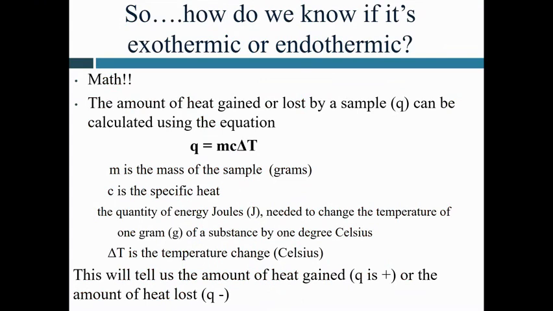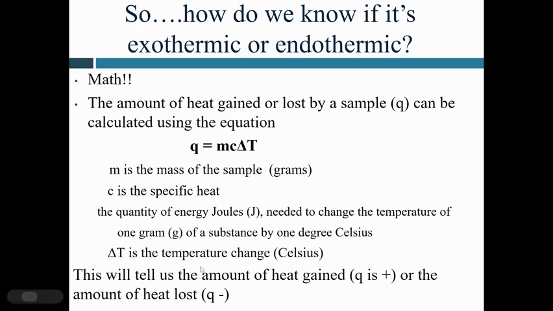We can figure out how much heat is gained or lost by solving for Q. The equation we would use is Q equals MC change of T. Q would be the amount of heat gained or lost. M is the mass in grams. C is the specific heat, which is a quantity of energy in joules needed to change the temperature of 1 gram of substance by 1 degree Celsius. And change of T is the temperature in Celsius.